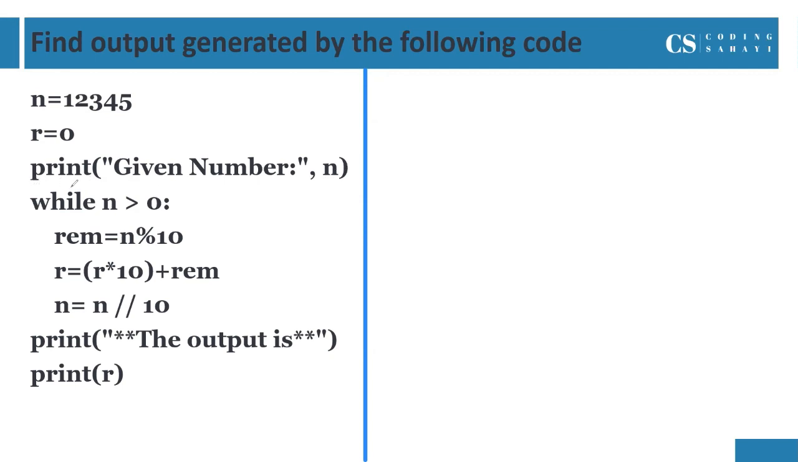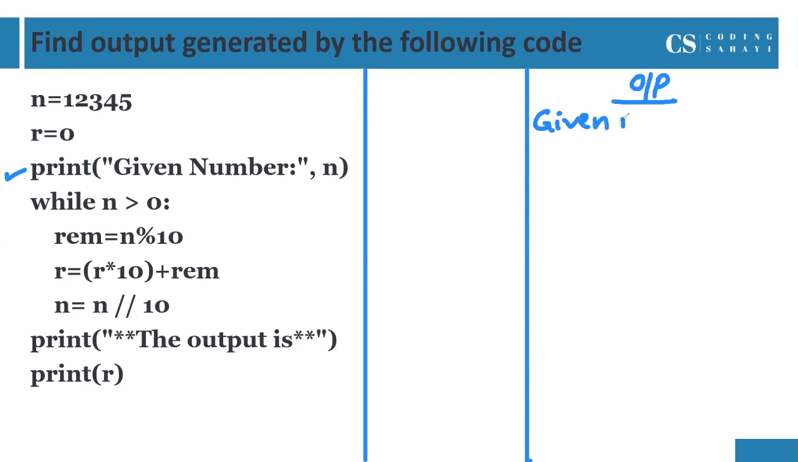So in the output, obviously this print statement will be there. It will be printed as "given number". It is in double quotes, so as it is, it will be printed: given number. Then we have a colon here, so that colon must be given. Then we have n. It is 1, 2, 3, 4, 5.